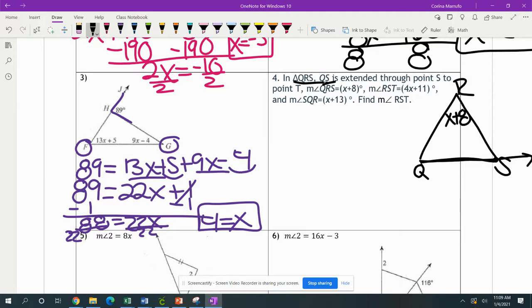And it tells you RST, that would be T. RST, which is this exterior angle, is 4x plus 11. Then it tells you SQR, so SQR is this one right here.